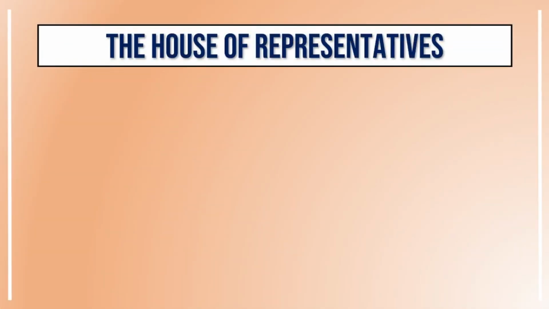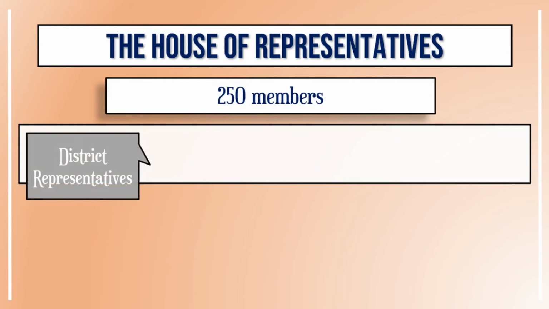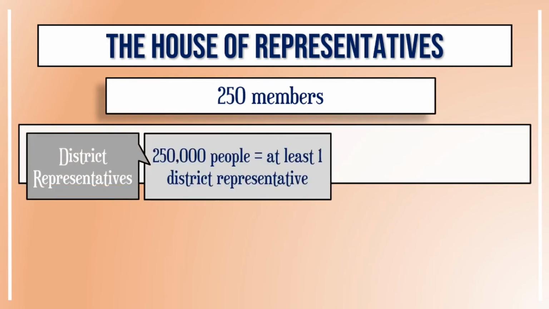The 1987 Constitution states that the House of Representatives must be composed of 250 members. Each member is classified either as a district representative or party list representative. The district representatives comprise the majority of the House, and are elected by constituents residing in their respective congressional districts.